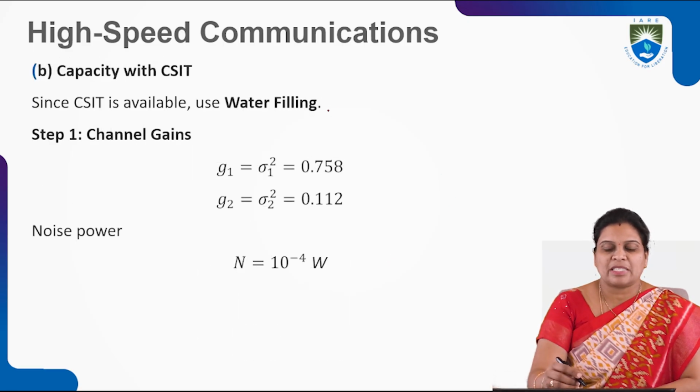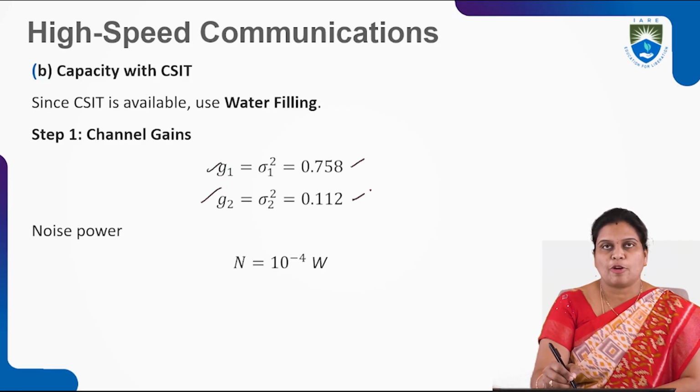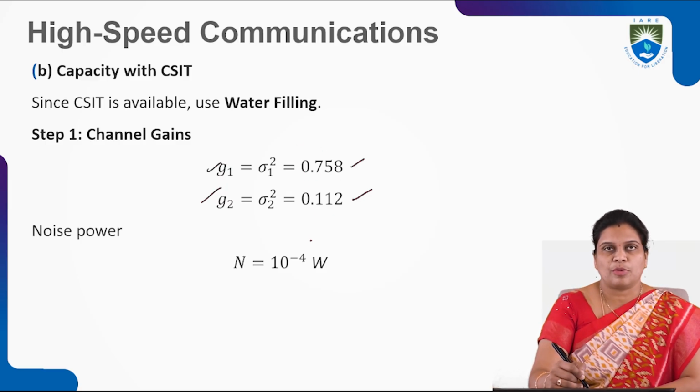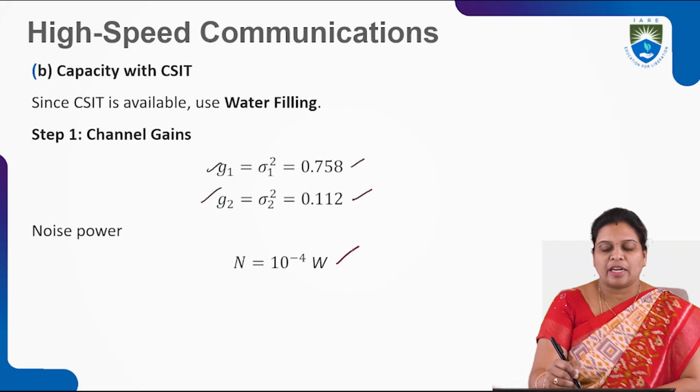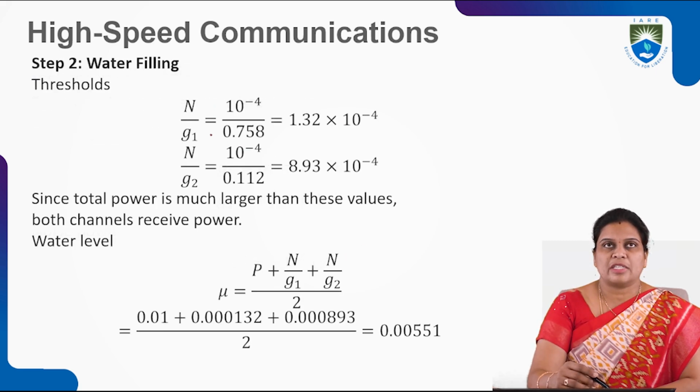Next, the capacity with the CSIT. Since the CSIT is available, using water filling, first we find the gains. The gains are denoted as G1 and G2, that is rho 1 square and rho 2 square, 0.758 and 0.112. So already we found rho 1 and rho 2. Next, n equal to 10 power minus 4 watts, already given in the problem. Water filling is n by G1 and n by G2. Based on this, here we get the values.